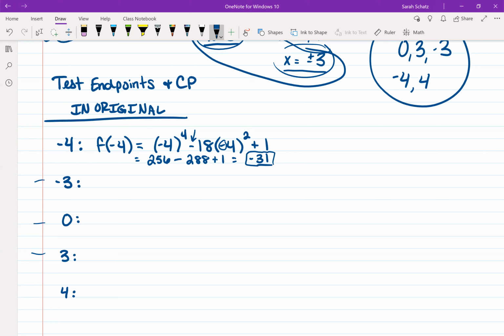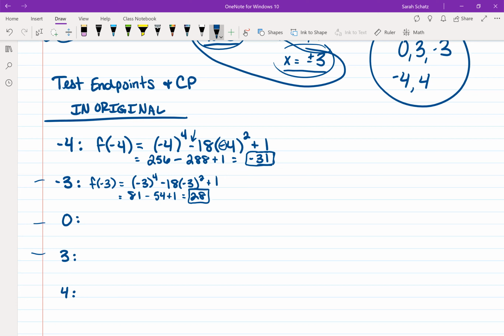Let's find the next one. Do the same thing, put it in the original. We're going to have -3 to the 4th minus 18 times -3 squared plus 1. So this gives me a positive 81 minus, hold on, it'll be minus 54 plus 1. So I get 28. And it is positive. So I get a positive 28 at this value.